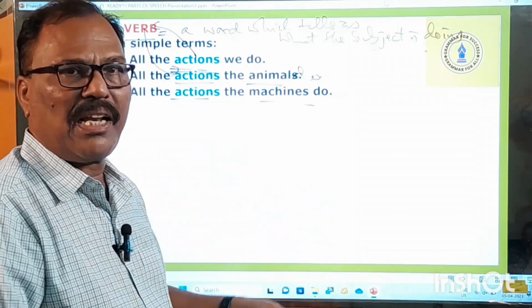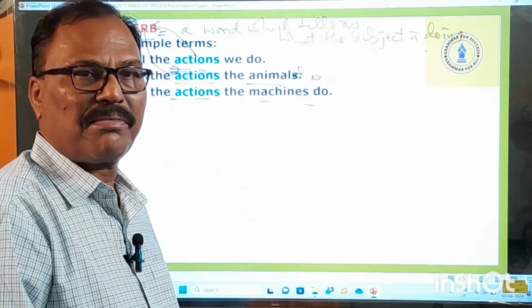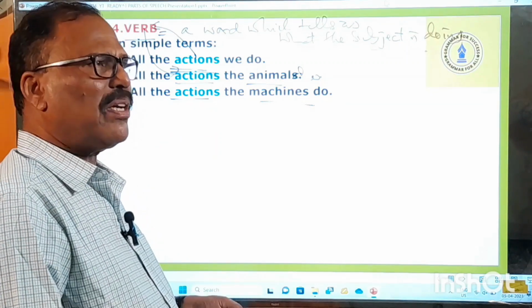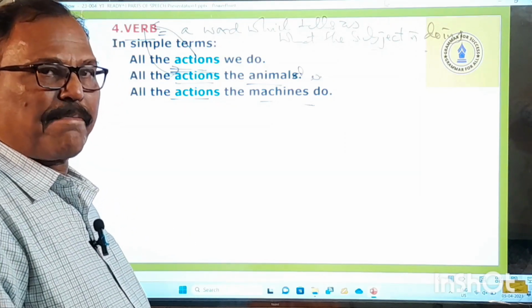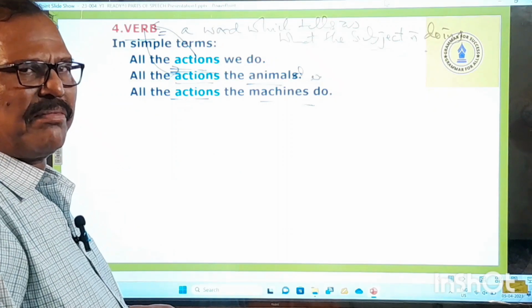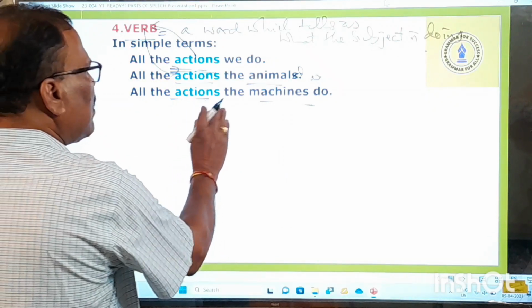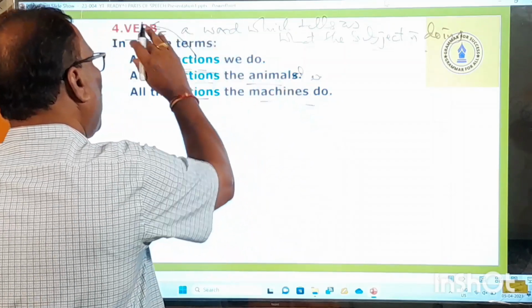How can we get electricity? The turbines must work. They must do action. Otherwise, how can electricity be generated? Therefore, all the machines will be working. So all the actions the machines do are also verbs.